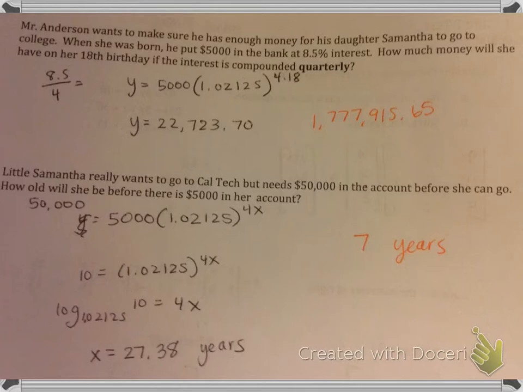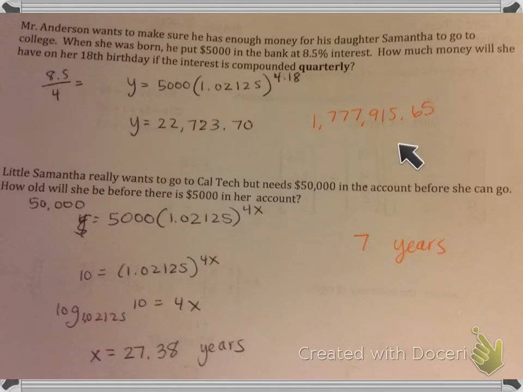And then when I'm figuring out how much money she has at age 18, I need to take 18 years, and since it's quarterly, she gets it 4 times a year. So it's really going to be compounded 72 times. And then when I type that into my calculator, the answer is just she will have $22,723.70.